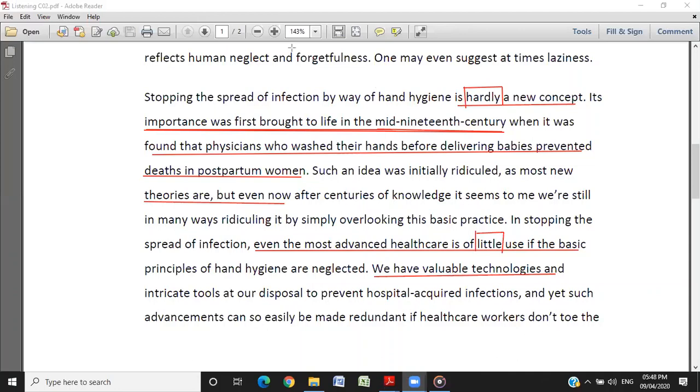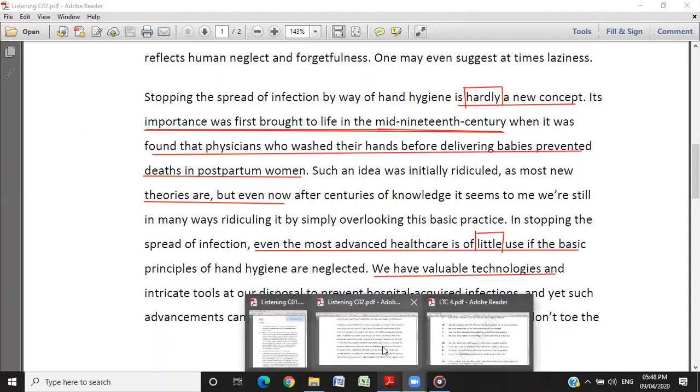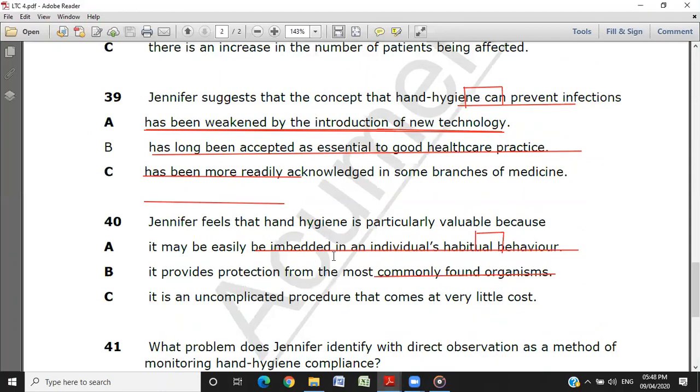In fact, the correct answer here is how right from the beginning we know it. How it is known right from the beginning. So B is the correct answer. Has long been acknowledged. We know about the importance of it since long. It's not a new concept. So B is the correct answer for 39.